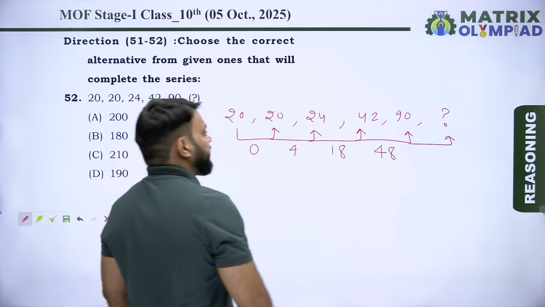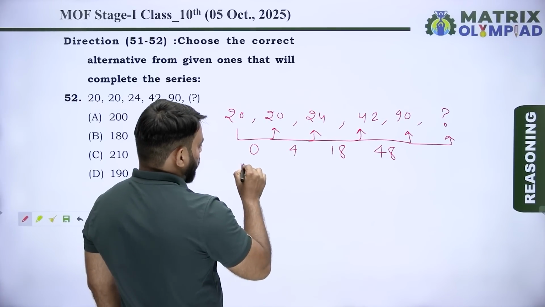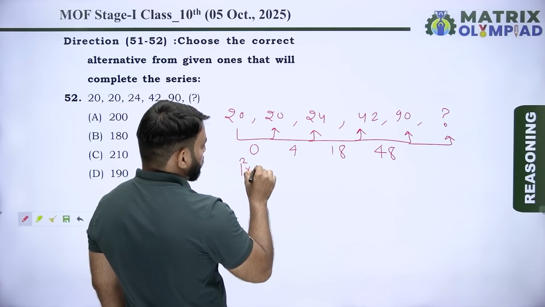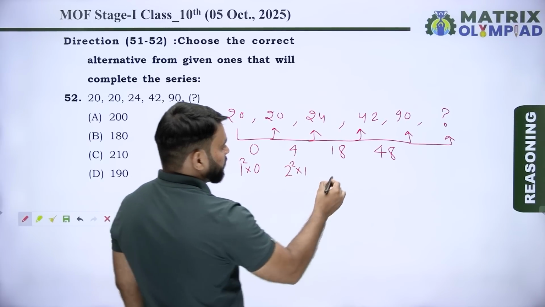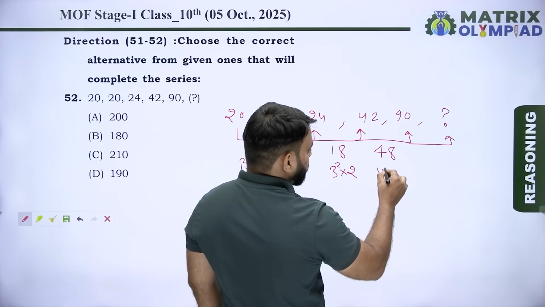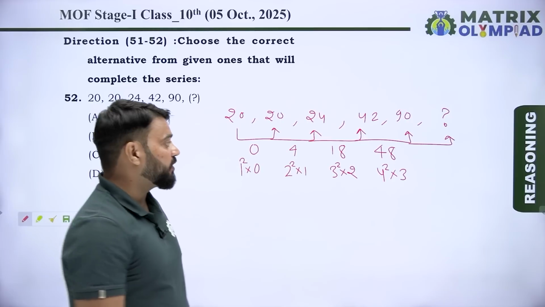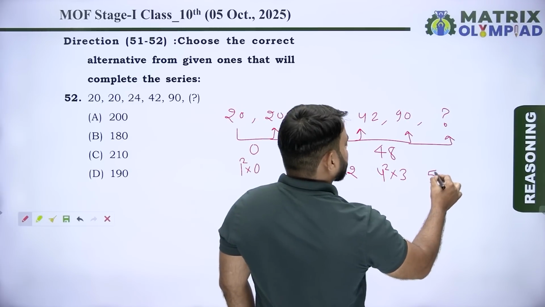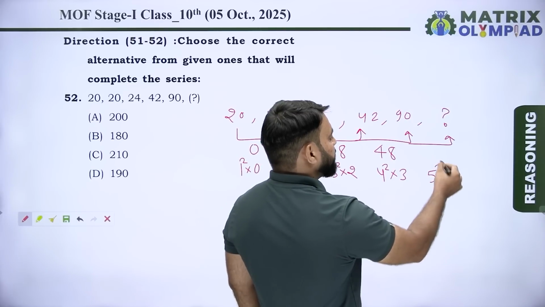And find the next. So 0, it means 1 square into 0, it means 0. 2 square into 1, it means 4. 3 square into 2, it means 18. Now similar, 4 square into 3. 4 square, it means 16. Into 3, it means 48. Similarly, 5 square into 4. 5 square, it means 25. Into 4, it means 100.